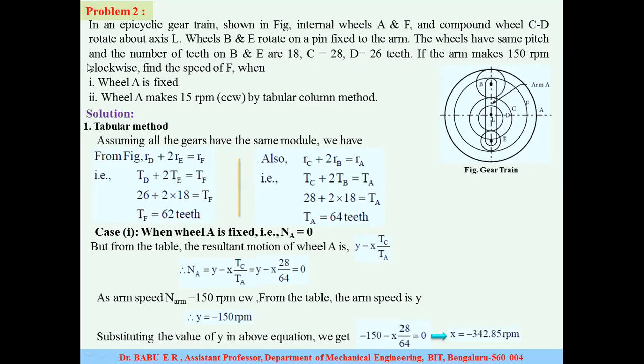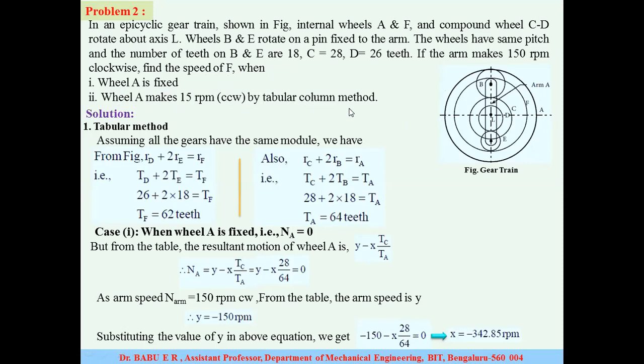If the arm makes 150 RPM clockwise, so the speed of the arm is given. So we have to find out the speed of gear F when wheel A is fixed. Again, when wheel A makes 15 RPM counterclockwise, you have to find out the speed of F by using the tabular column method.